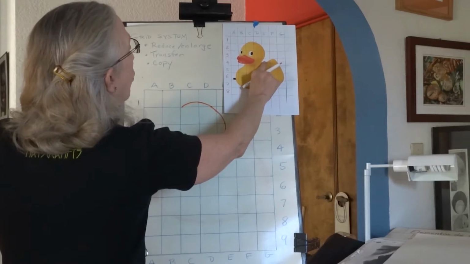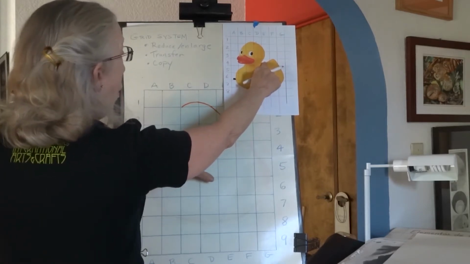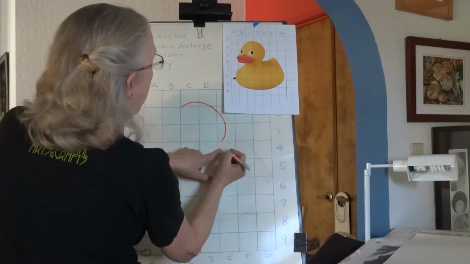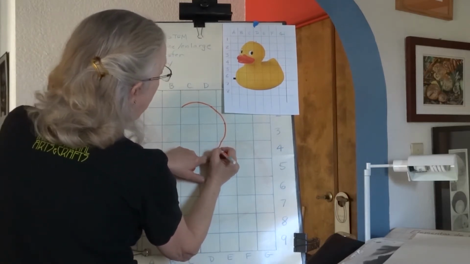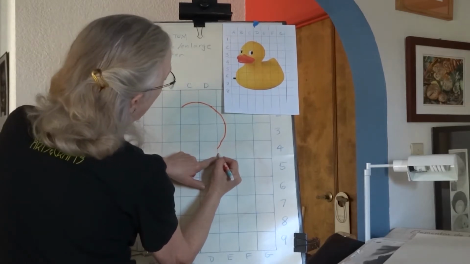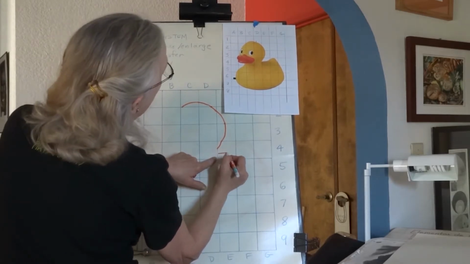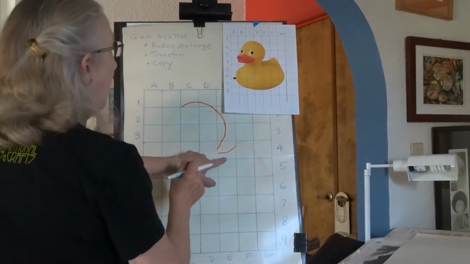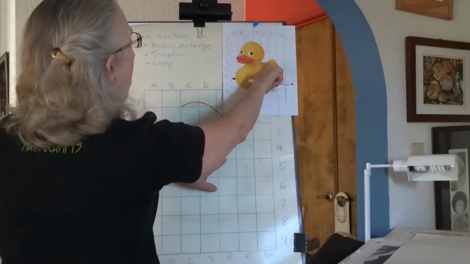I'm going to look at square E4, and that's where the shape gets a little more complicated. It curves in here, and then it's sort of a straight shape that goes up a little bit, and then a triangle up to there. And that's what I see in that one square.